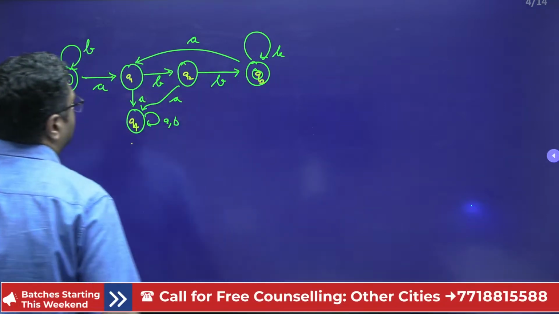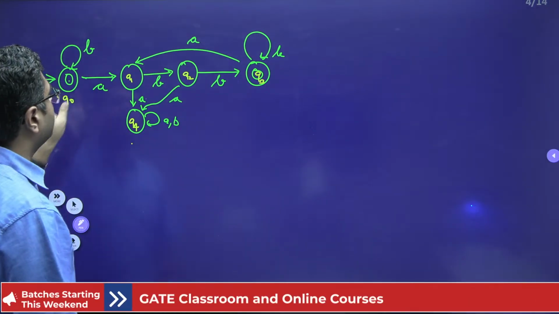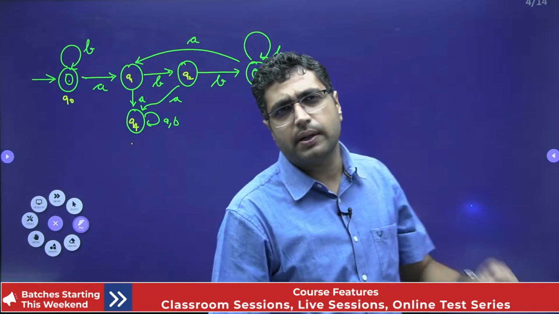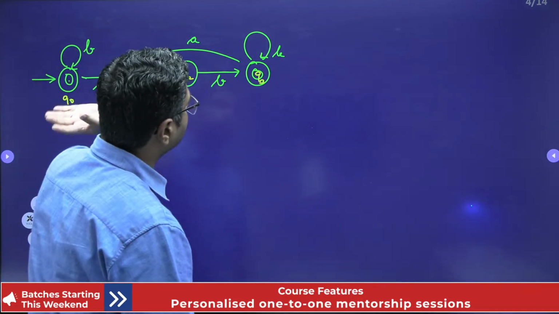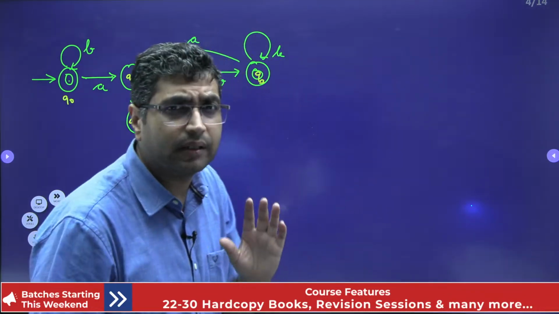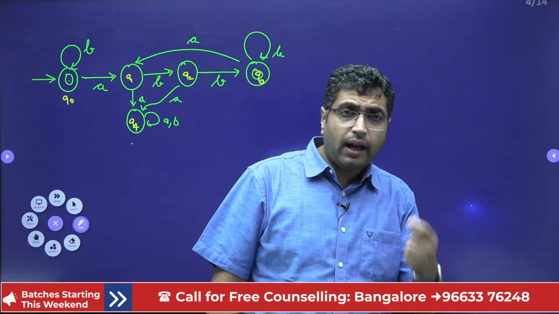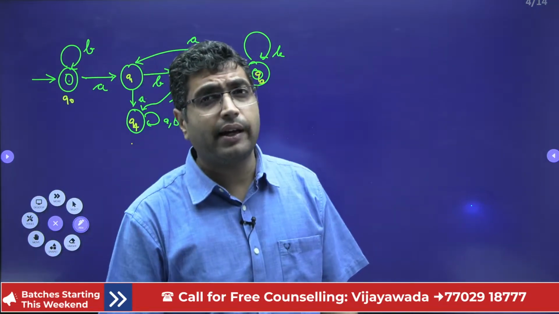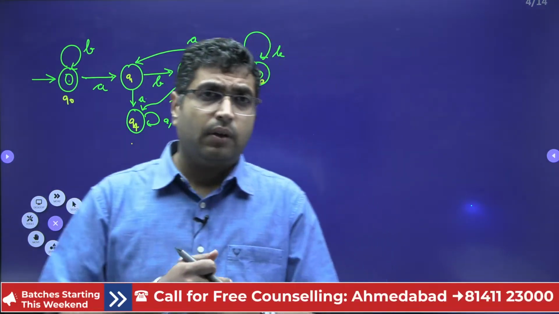Now Q0, if you see, on A goes to Q1 and on B it remains on itself, and it is also a final state. And if you see the behavior of Q3, on A it is also going to Q1 and on B it remains on itself, and it is also a final state. So can we observe that the behavior of Q0 and Q3 is almost similar? In fact, they are exactly similar. Now, if their behaviors are exactly similar, why can't we merge these two states into one and find the minimal DFA, which has fewer states and which we cannot reduce any further?